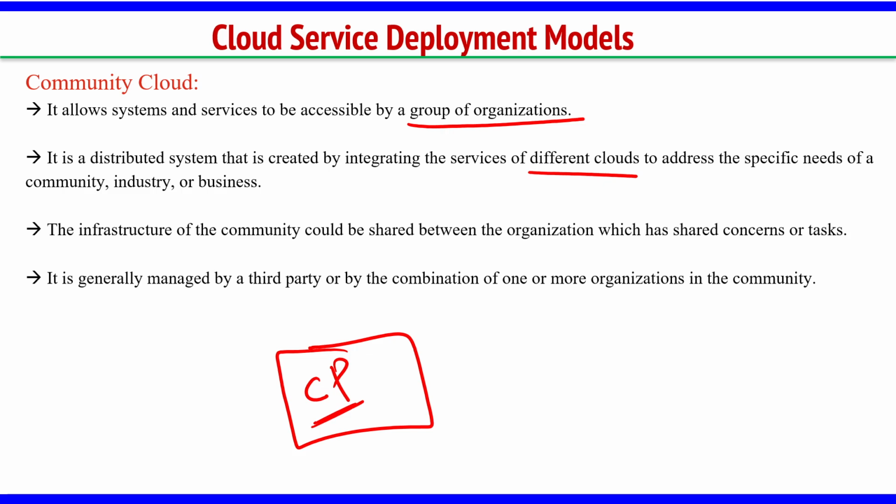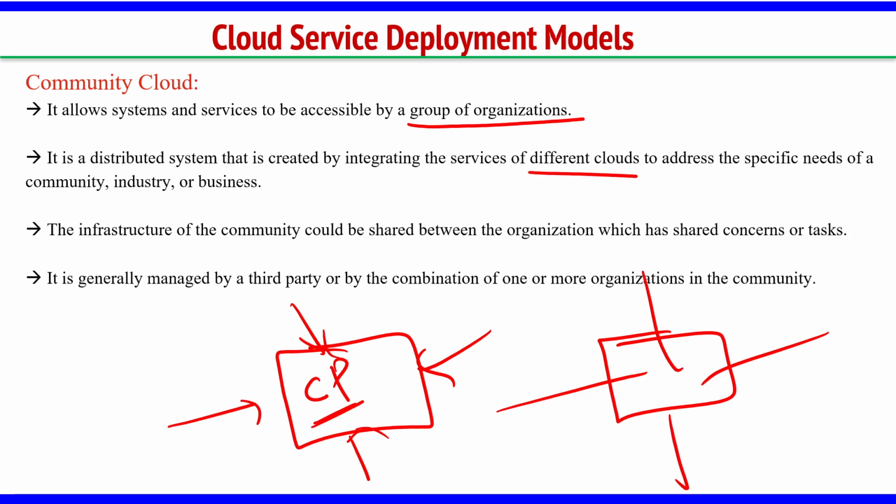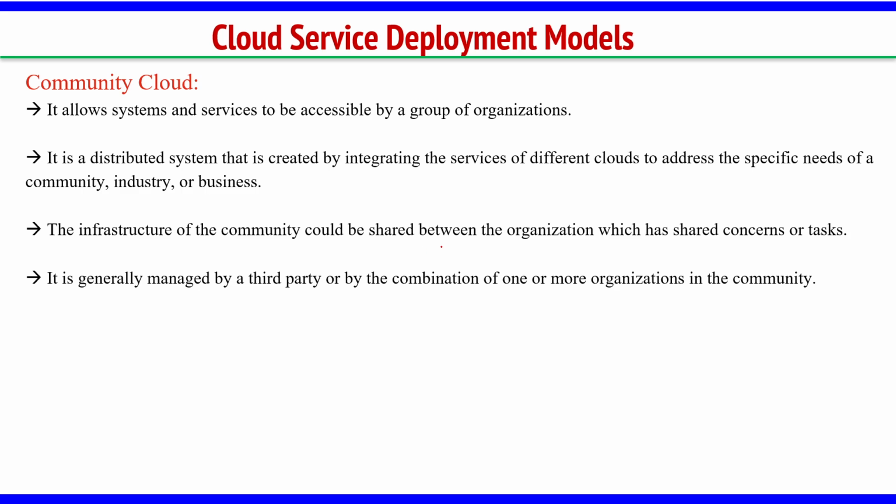There is one cloud provider, service provider. It is not by one person. It is created by multiple organizations. Okay, they themselves are coming together and using it. Previously, if you see public cloud, one person is creating this, multiple people are using it. But here, multiple people are creating this. Okay, right? So the infrastructure of community cloud could be shared between the organizations which have shared concerns or tasks. Whoever wants that, they can use it.